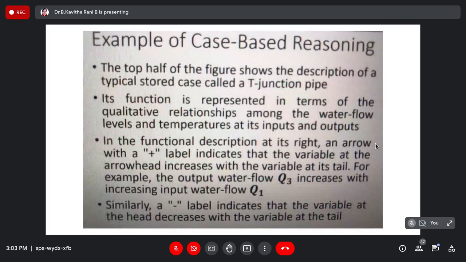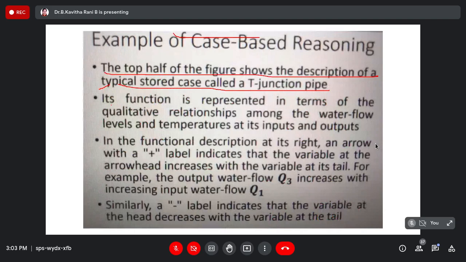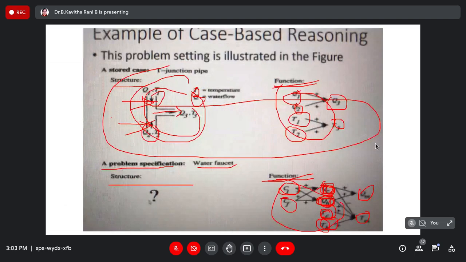So here you can see, the top half of the figure shows the description of a typical stored case called T-junction pipe. So this is the T-junction pipe. Till now what I have explained, its function is represented in terms of the qualitative relationships among the water flow levels and temperatures at its inputs and outputs. Okay. So it is given inputs and outputs. So these are inputs and we are getting the outputs here.